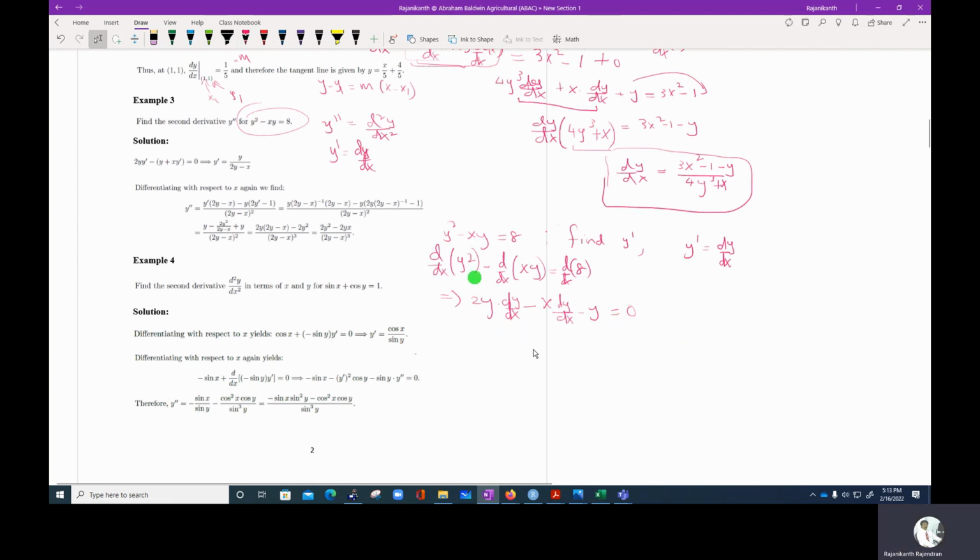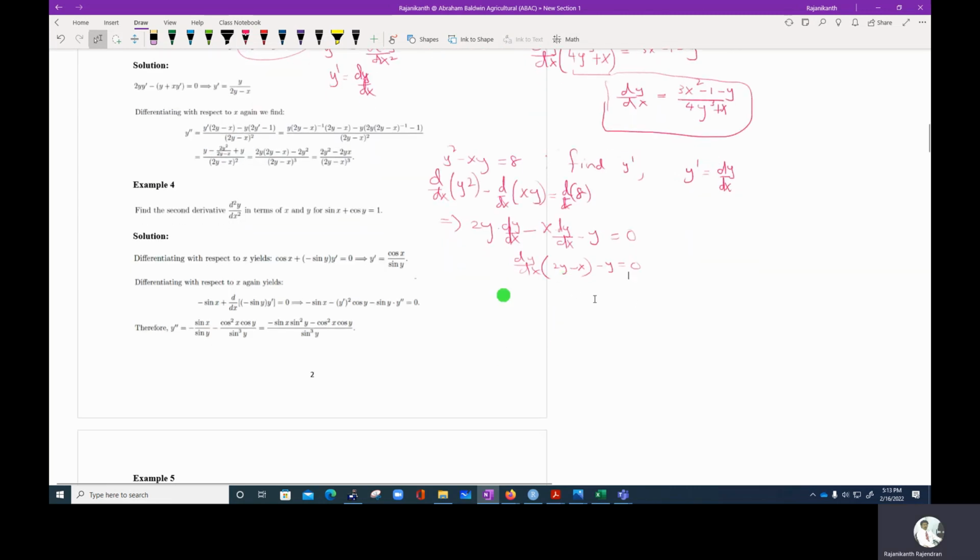Now solve this equation for dy over dx. Simply take dy over dx as a common factor. So I see 2y here, and here x is left over, then minus y equals 0. Then remember, we are solving for dy over dx, so I'm moving negative y to the right side. So you will get dy over dx times (2y minus x) equals y. Now divide both sides by 2y minus x.